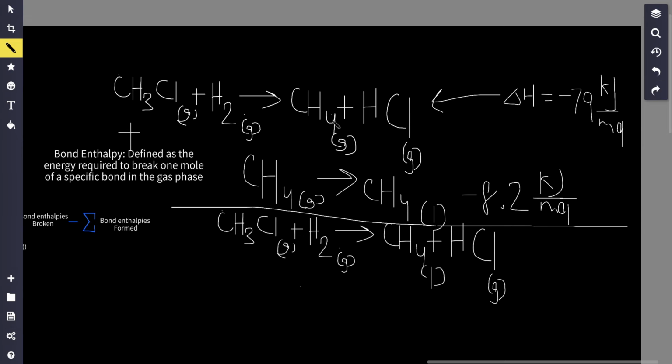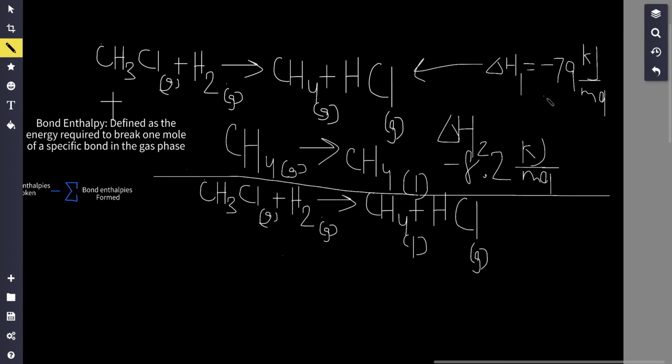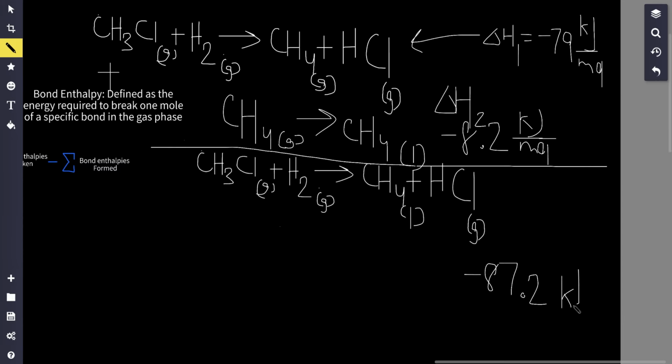And when I add up these two reactions together, I'm also going to add up the change in enthalpy. So the change in enthalpy for the first reaction right over here is going to be negative 79 kilojoules per mole. And the change in enthalpy for the second reaction is negative 8.2 kilojoules per mole. So if I add up these two reactions, negative 79 plus negative 8.2 kilojoules gives me negative 87.2 kilojoules per mole.